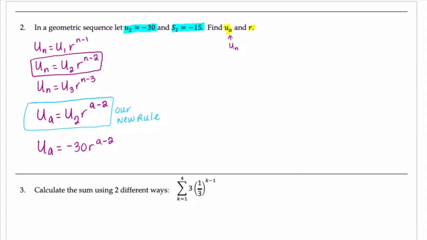And I have been given the sum of the 2 terms. So what we're going to do is, I know that the sum of the two terms formula would need that first term. So somehow I need to figure out what that first term is. So I'm going to use our updated rule and find the first term.